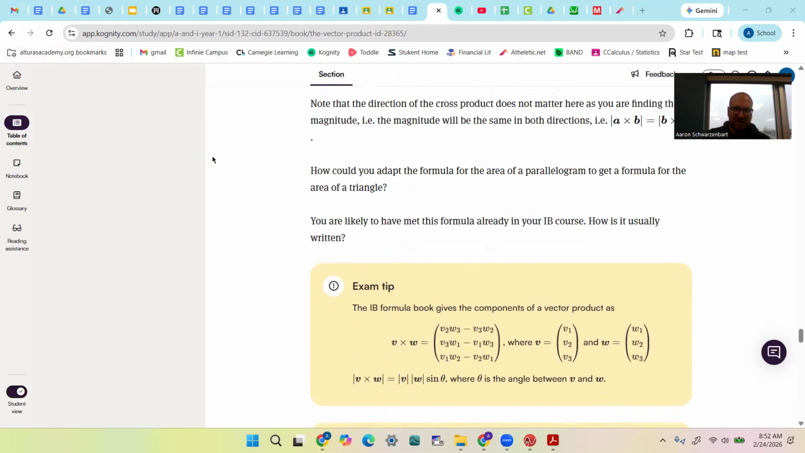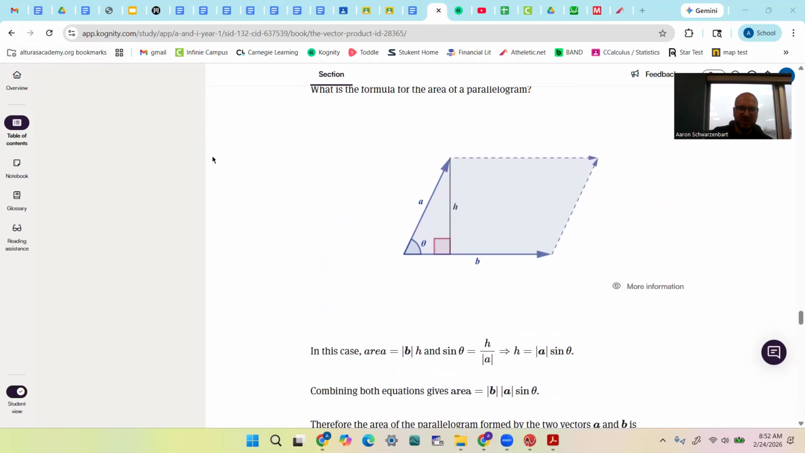So that's how they got this formula here. Area equals magnitude of B times magnitude of A, times sine theta. No. Well, it's magnitude of A times magnitude of B. You have to do the magnitudes first.